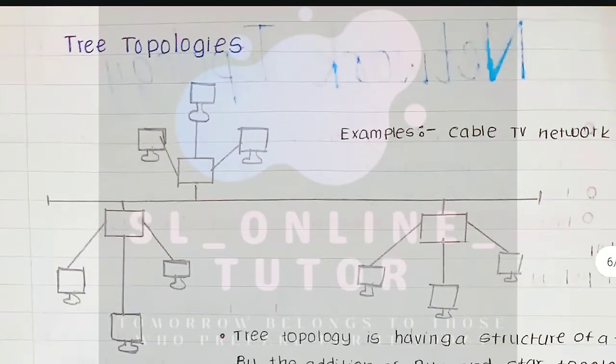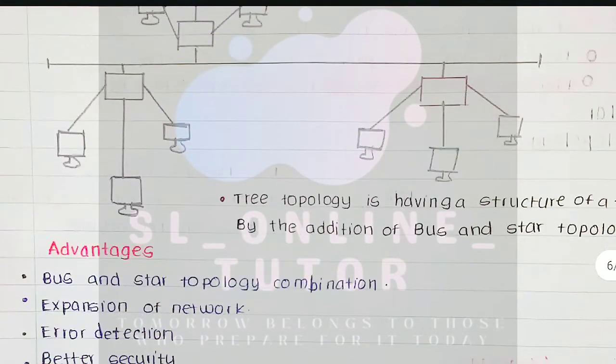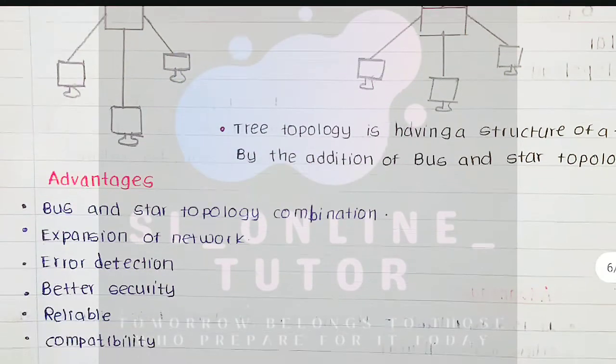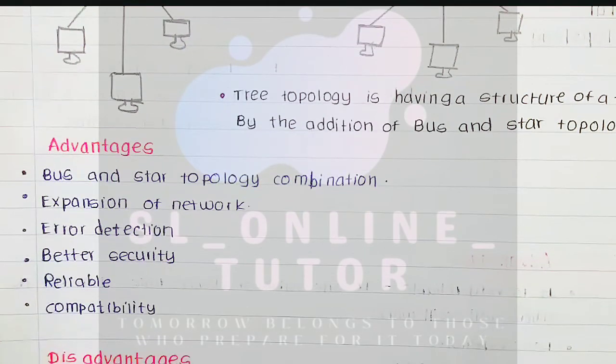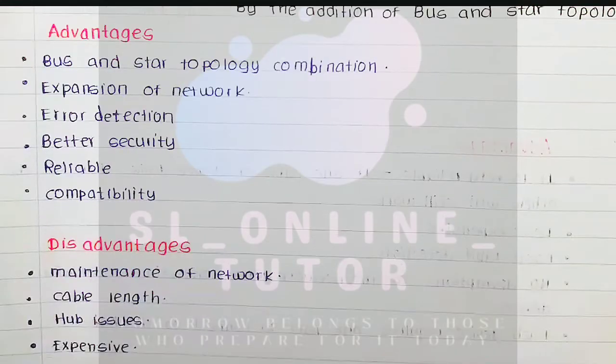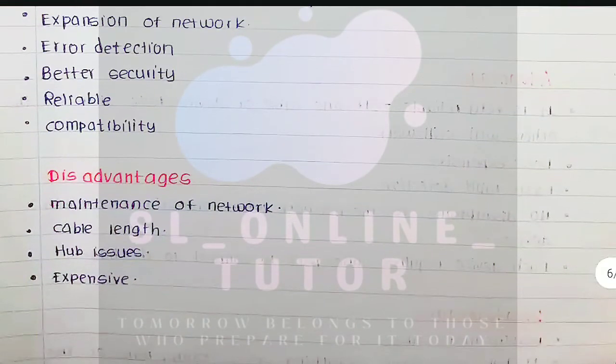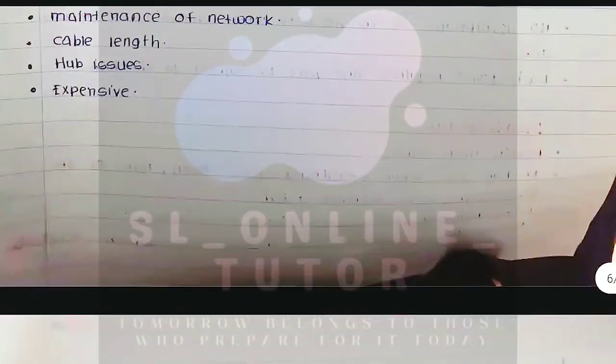Tree topology. The example given for the tree topology is the cable TV network, and there are many more. Tree topology has the structure of a tree, by the combination of bus topology and star topology. Advantages of the tree topology are: bus and star topologies combined, expansion of network, error detection, better security, reliable compatibility. Disadvantages of the tree topology are: maintenance of network, cable length, hub issues, expensive.